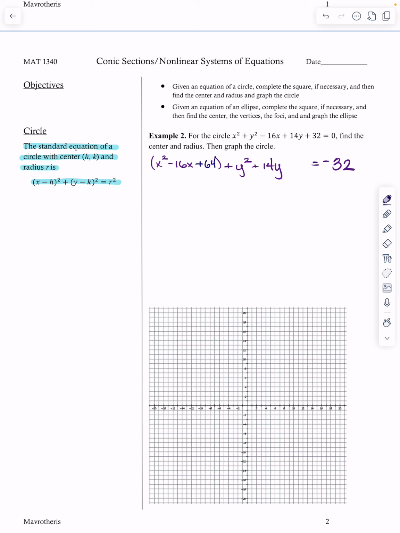So half of b is negative 8, add on. We are going to do the same thing with the y's. Half of 14 is 7. When I square 7, I get 49.